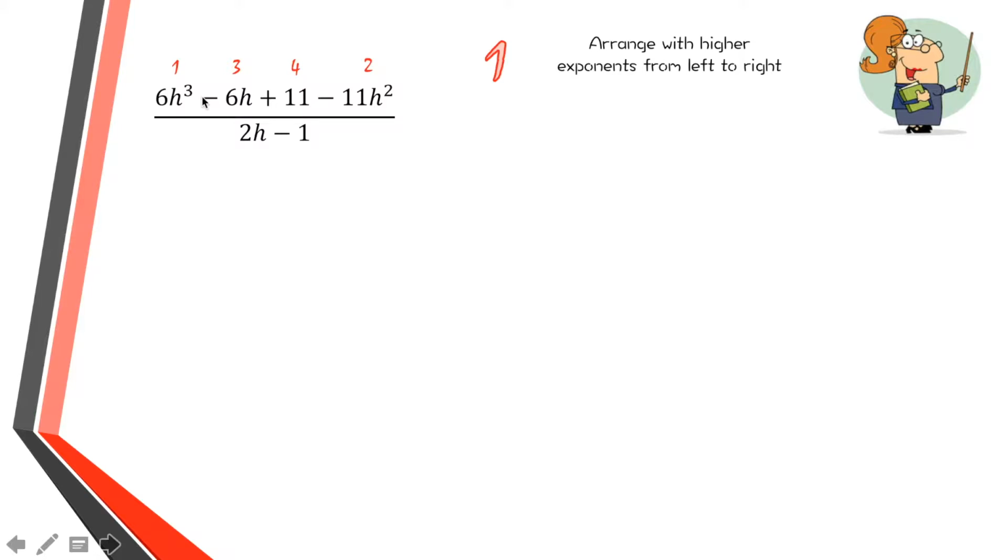6h cubed is our first term, minus 11h squared is our second term, minus 6h is our third term, and 11 is our fourth term. How do I know this? Well, you have to look at the exponents and then arrange them from higher to lower. The second step will be to place the division in like a house. Inside is the numerator and outside the denominator.